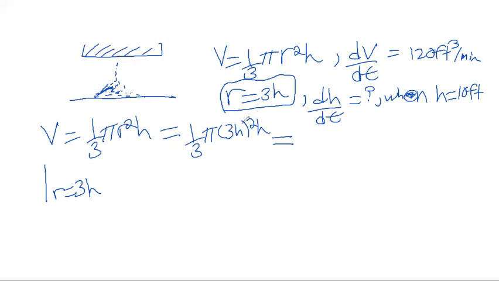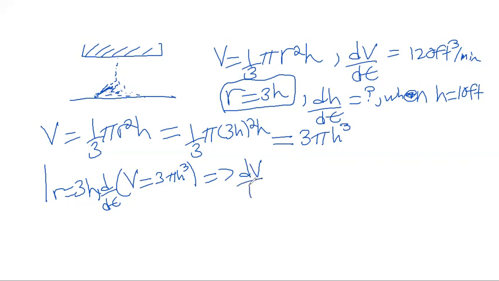So 3h squared is 9h squared times h, 9h cubed. A third of that would be 3h cubed with pi. So 3 pi h cubed. So now our volume formula is 3 pi h cubed. And we want to take the derivative with respect to t to both sides of the equation. dV dt equals 9 pi h squared dh dt.